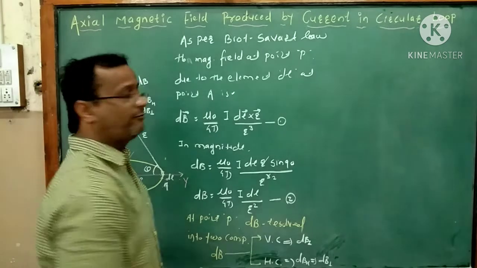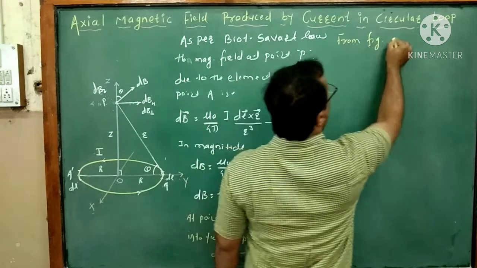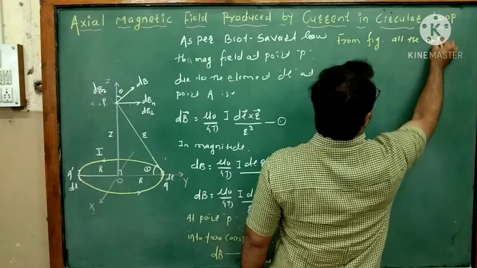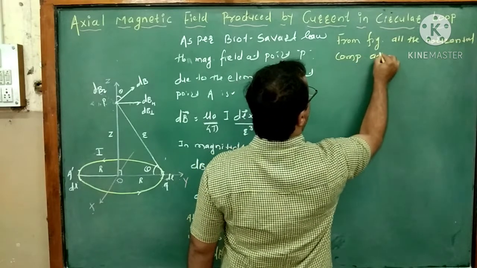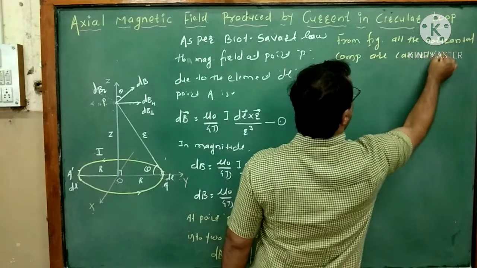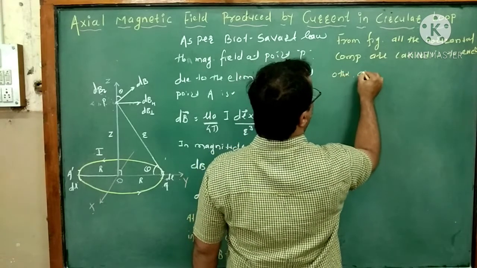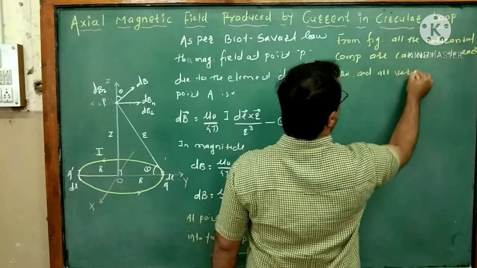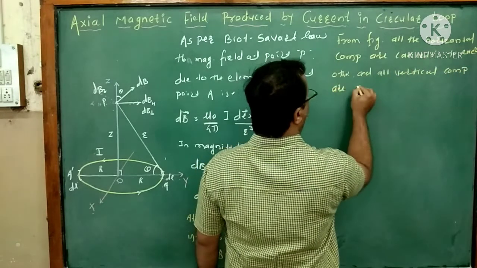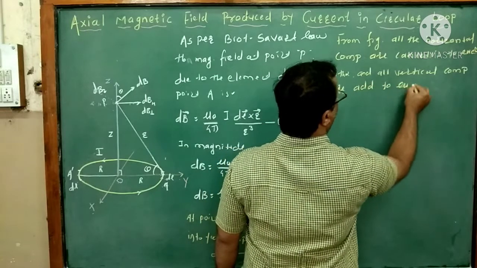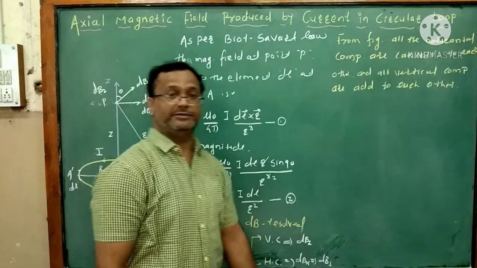So what do we get from the figure? From the figure, all the horizontal components are cancelled to each other, and all vertical components are added to each other. So this concept is very important, right?